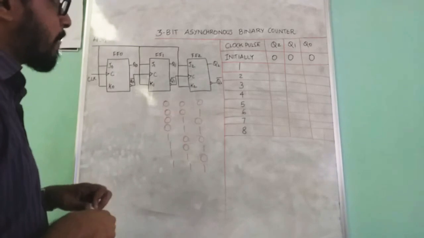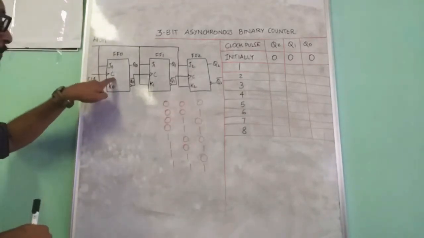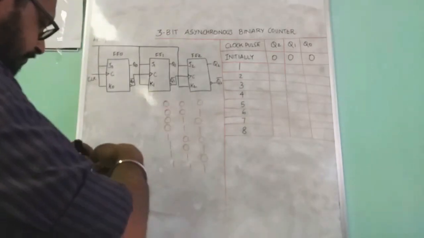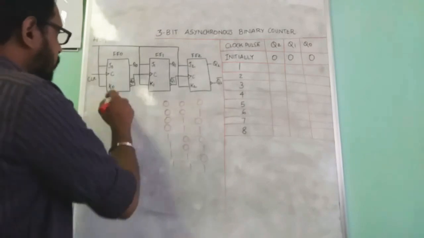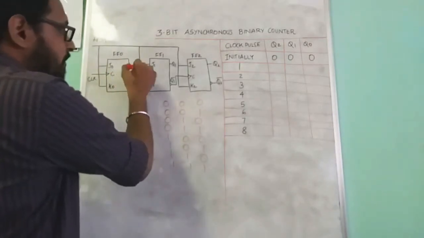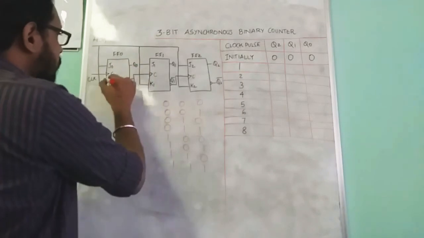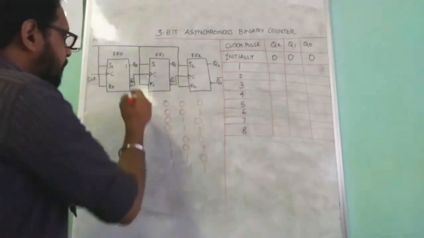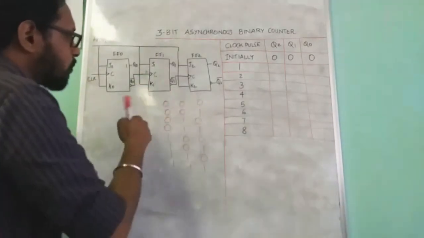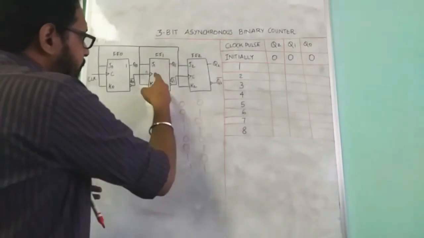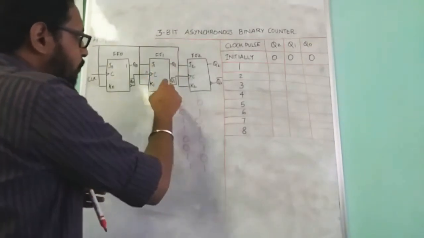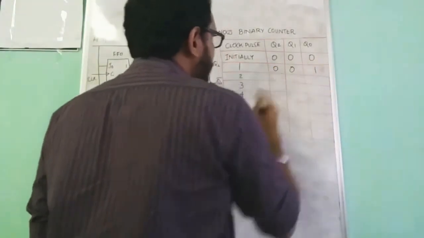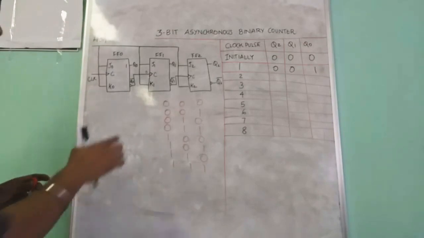So first clock pulse is given to FF0. It's positive edge triggering. The initial value of Q0 was 0. When this happens, it becomes 1, and the bar is 0. The 0 reaches here, so it won't affect Q1, and similarly Q2. So we write this as 1, 0, 0. Only Q0 changed. Clear?